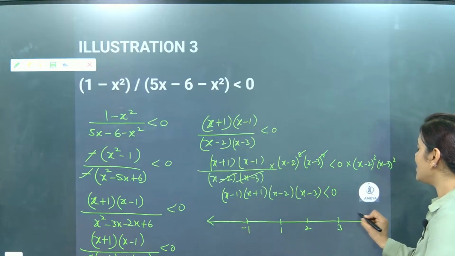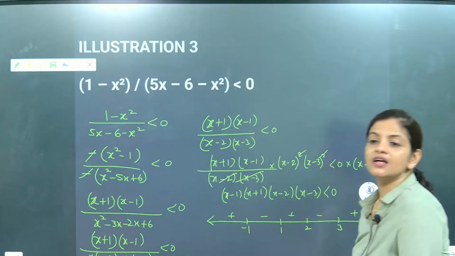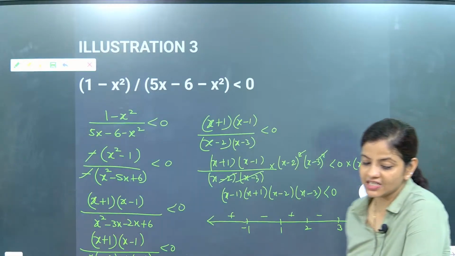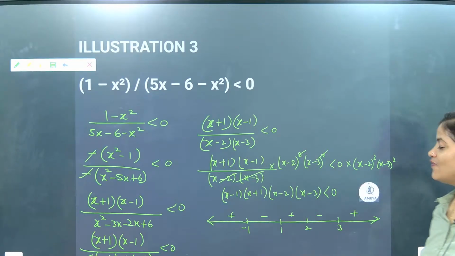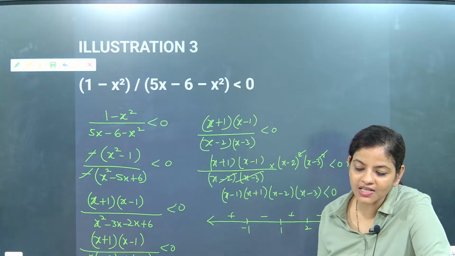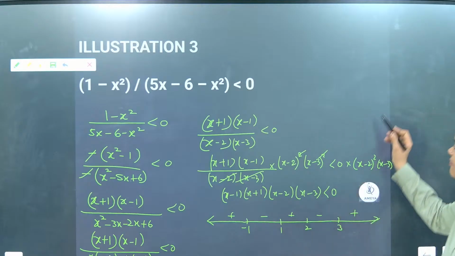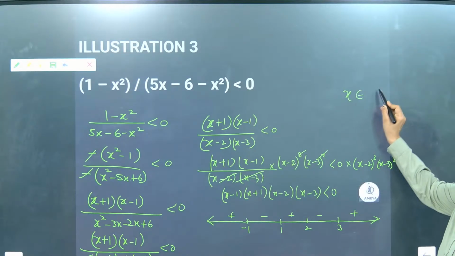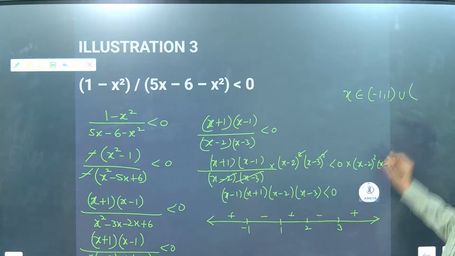So now look here, beta, it is plus, minus, plus, minus, and plus. So once we have done like this, beta, what work are we going to do? Here, since it is less than 0, we will only be including the negative part. So our negative part will be coming what, beta? x belongs to minus 1 to 1 union 2 to 3.